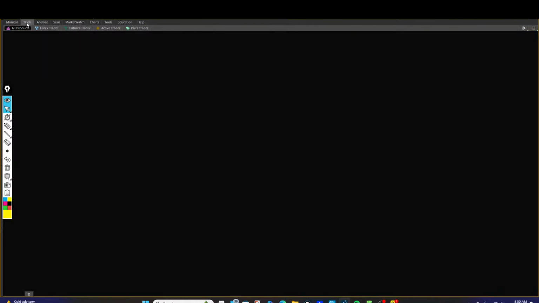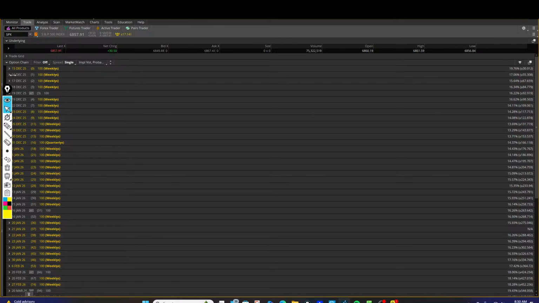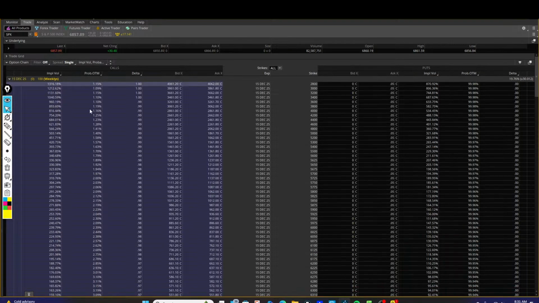We can look at the option chain just a minute, and I trade 0DTE SPX options. If you look up here, the 0, that's 0 days until expiration. So that means they expire at the end of today. I like those because it gives me the feel of day trading, and I really enjoy day trading.